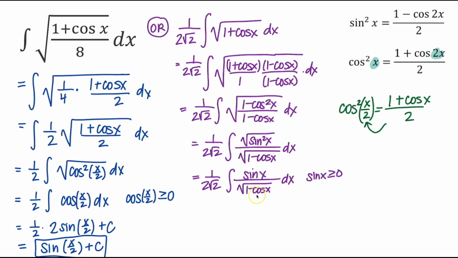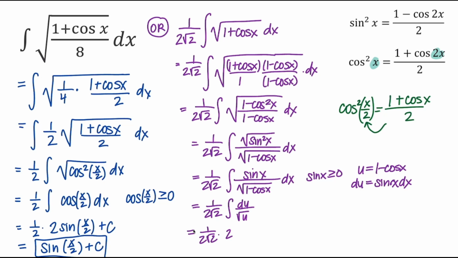And this integral can be found using u substitution. So I can go ahead and let u be 1 minus cosine x. du is sine x dx. So our integral is 1 over 2 rad 2, the integral of du over radical u. Well, that's u to the negative 1/2. So the antiderivative is 2 u to the 1/2. So 2 radical u.